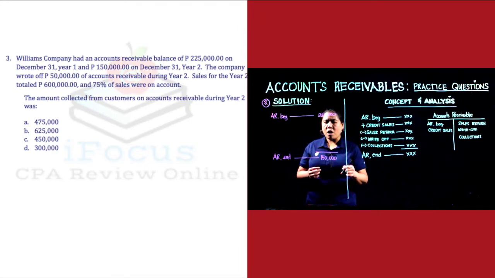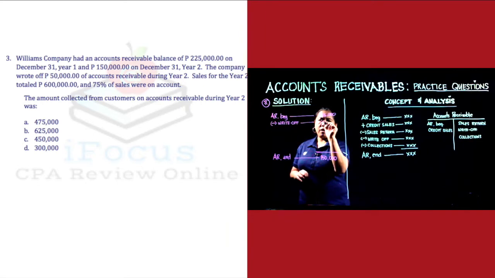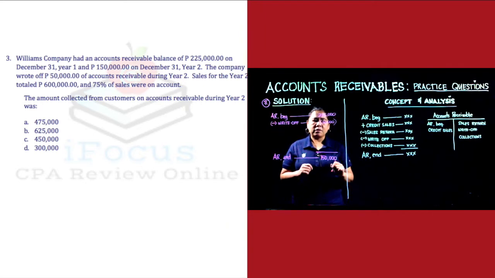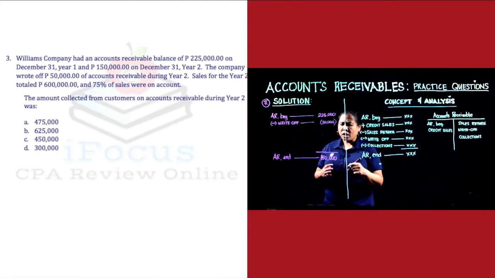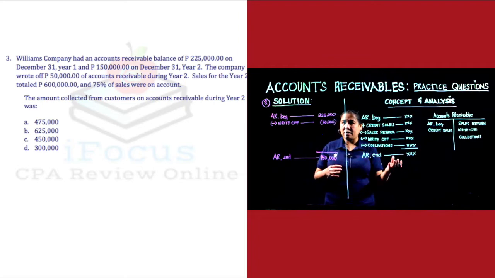The company wrote off 50,000 of accounts receivable during year 2. So, anong effect ng ating write-off? Minus siya. So, we will minus this write-off to the beginning balance of 50,000. Then, sales for the year 2 totaled 600,000 and 75% of sales were on account. So, anong ibig sabihin? Ang buong sales ng company, William Company, ay 600,000. And this 600,000 is composed of the cash sales at saka yung sales on account or yung credit sales.